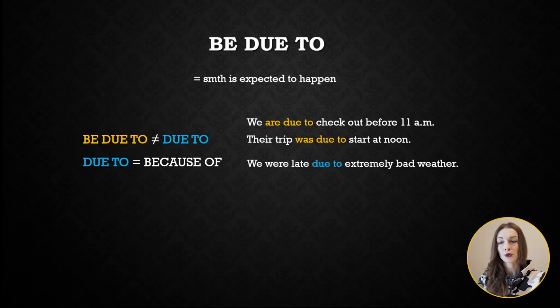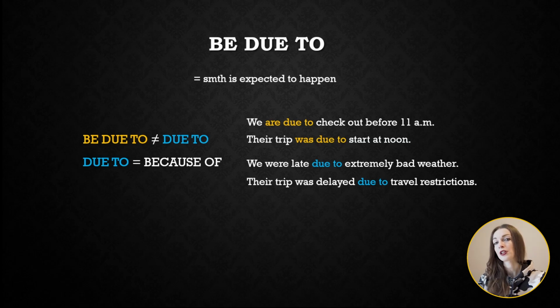We were late due to extremely bad weather. Their trip was delayed due to travel restrictions. In these sentences, we speak about reasons why. We were late due to extremely bad weather. So, because of the bad weather was the reason why we were late. The trip was delayed due to travel restrictions, because of travel restrictions. So, this is another example of how a small word can change everything.